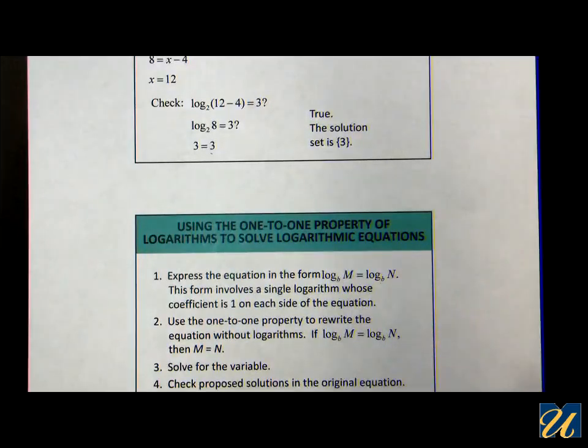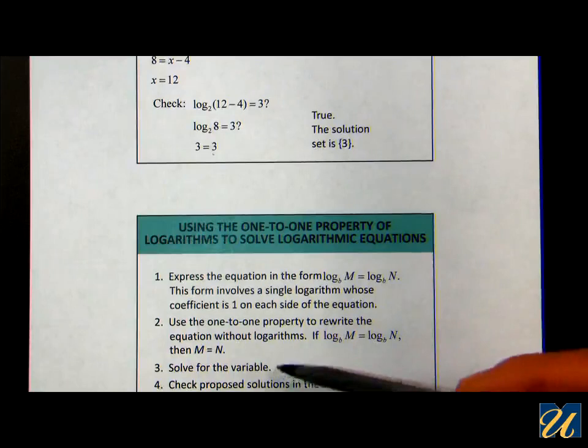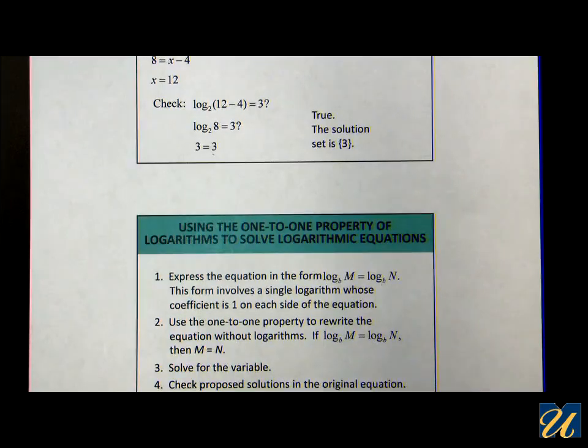Okay. Use the one-to-one property. So in other words, if log of A equals log of B, A must be equal to B. That's the only way, as long as the bases are the same, to make that equation true. Then we can solve for the variable and we can check our proposed solution.